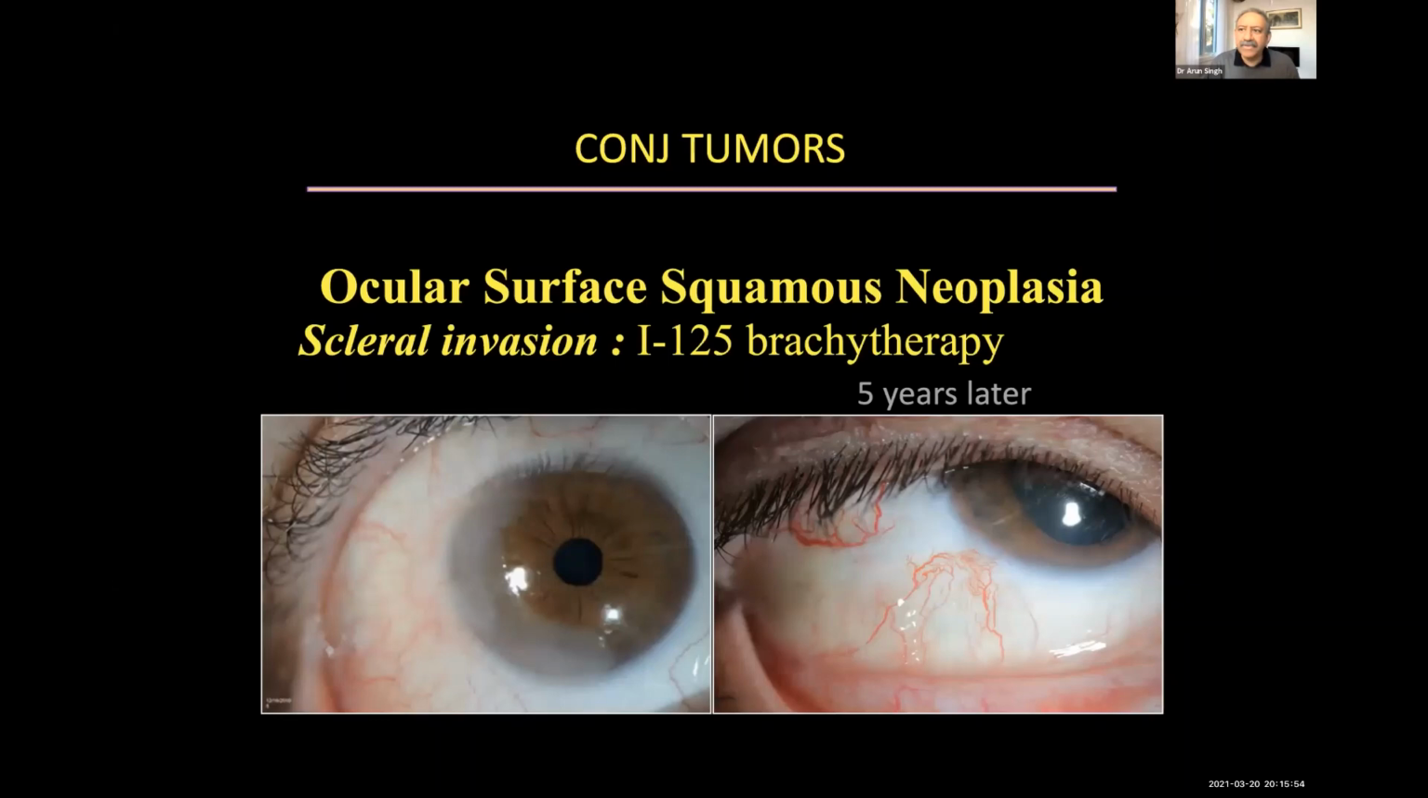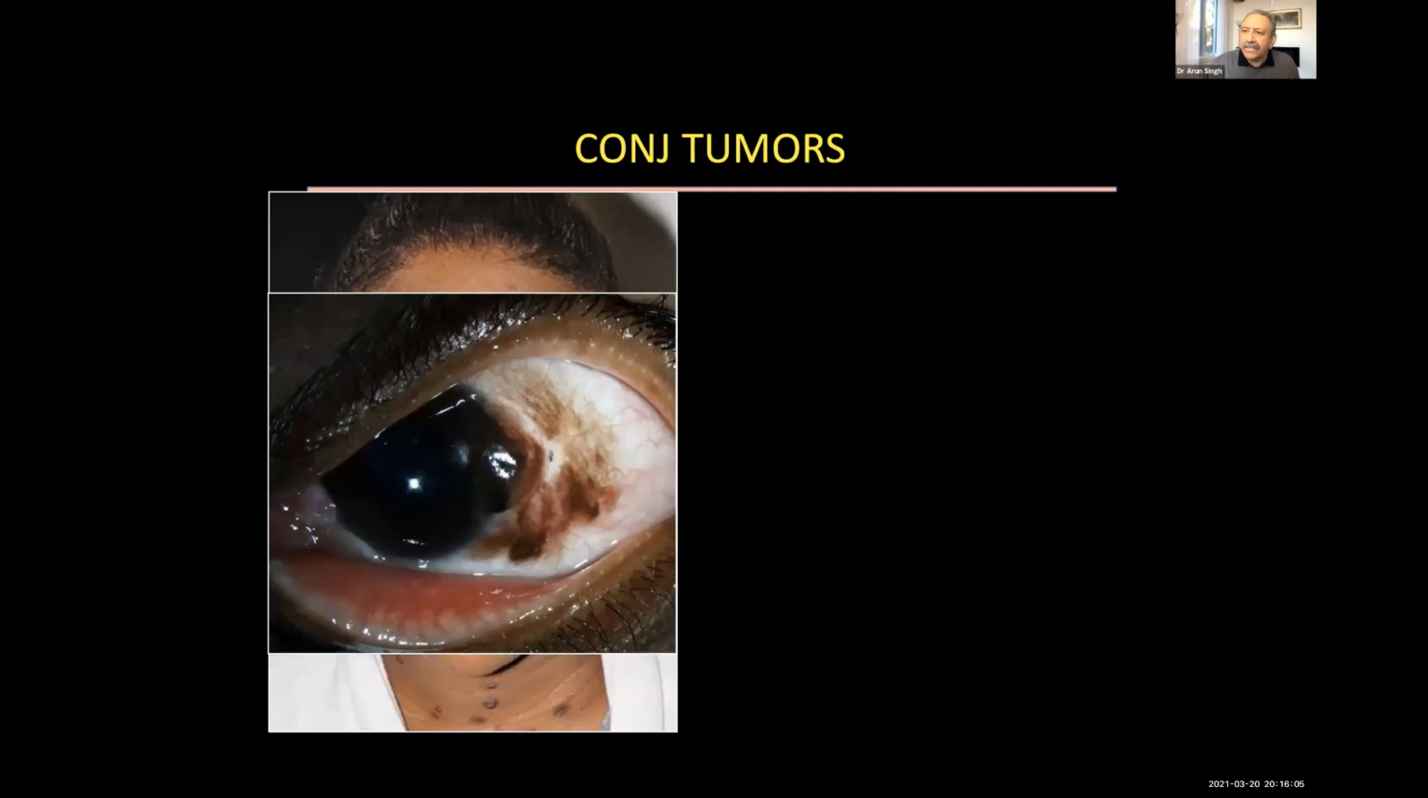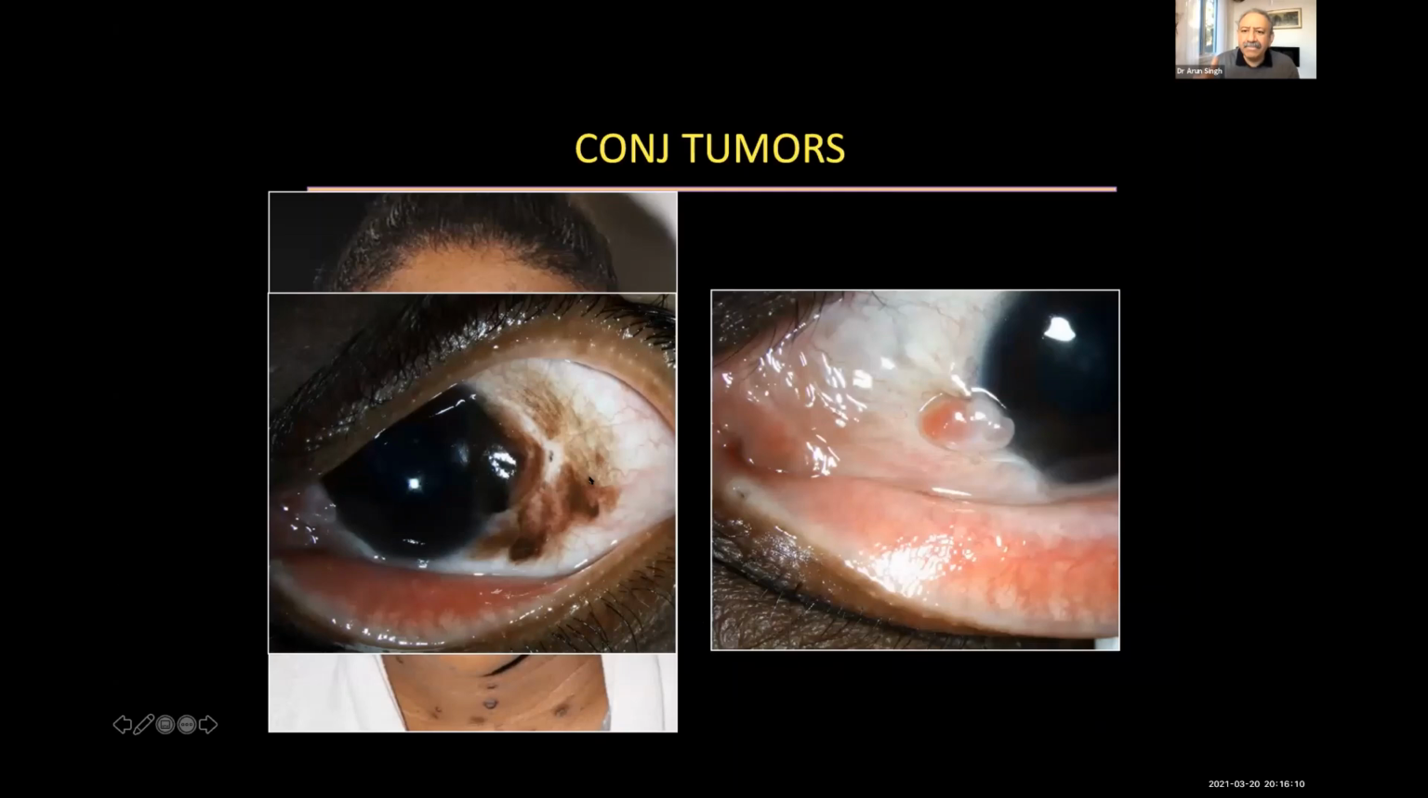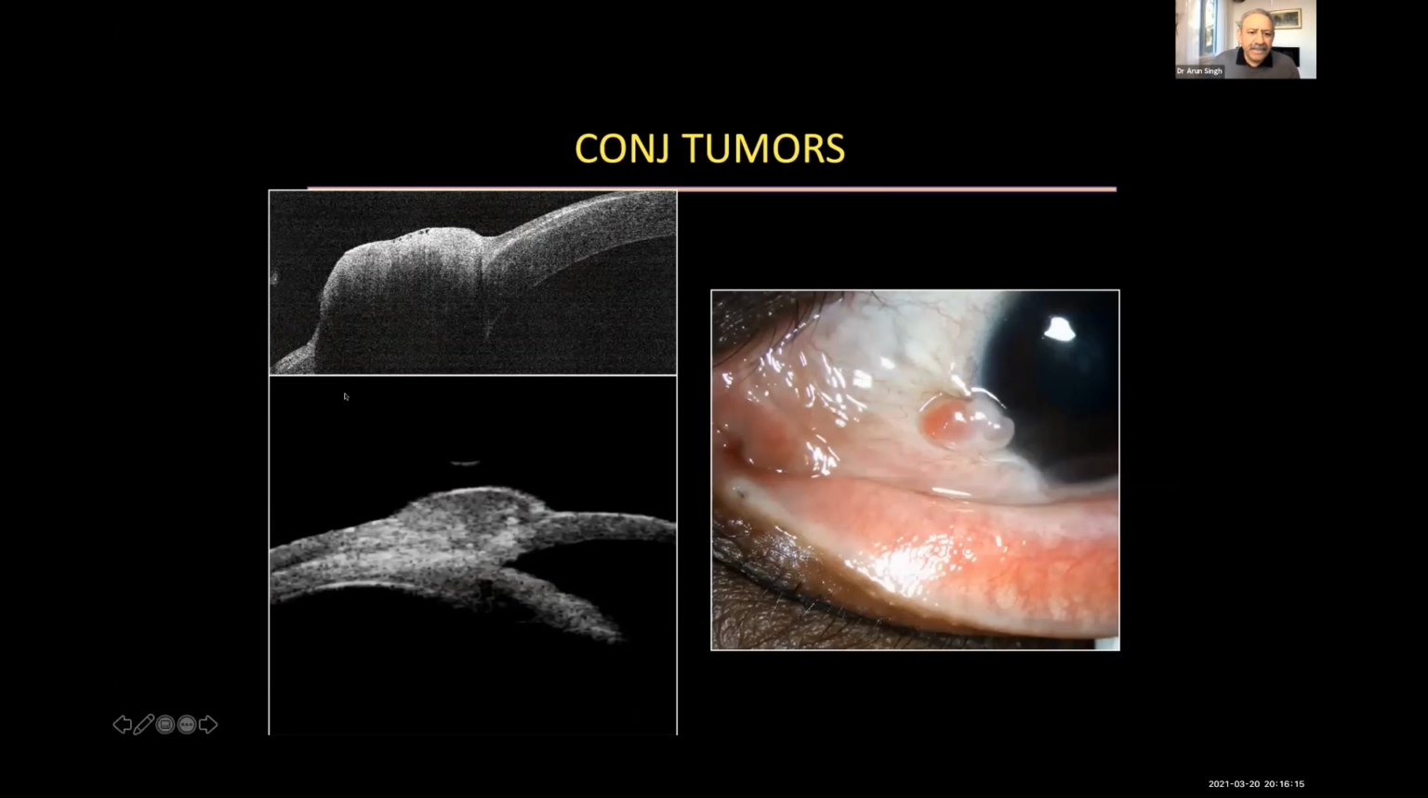So stromal invasion or scleral invasion is an important indication for brachytherapy. Here's a patient with a multifocal conjunctival melanoma. You can see a melanoma on this side, and a melanoma on the other, bilimbal, nasal and temporal. This is melanoma here. And you can see on the UBM, you can clearly see scleral and corneal invasion.